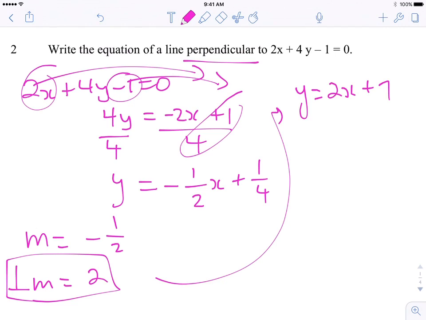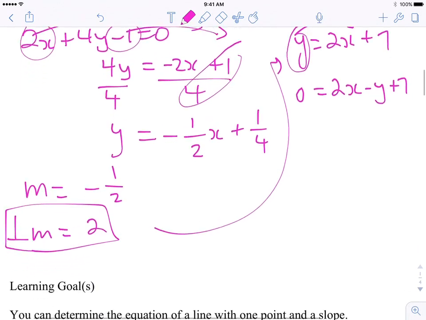I can write that in standard form by saying 0 equal, and I'm just going to bring the y over, 0 equal 2x, or ax in this case, minus y plus 7. Ax plus by plus c equals 0, correct? That's what we're looking at for standard form.